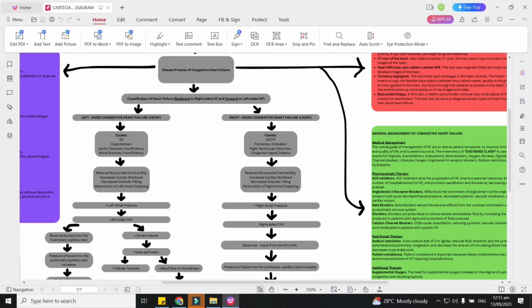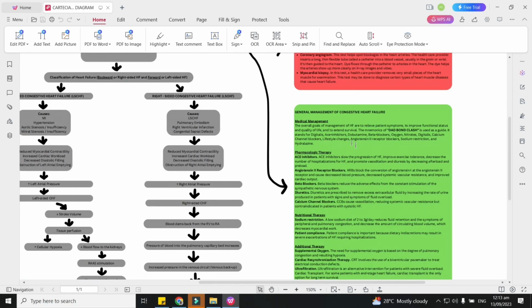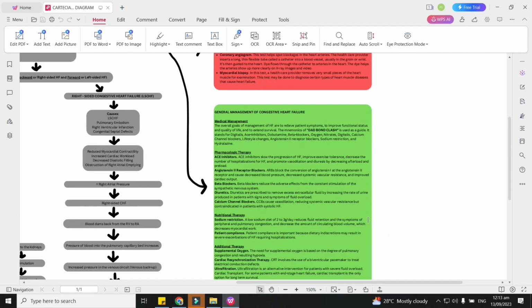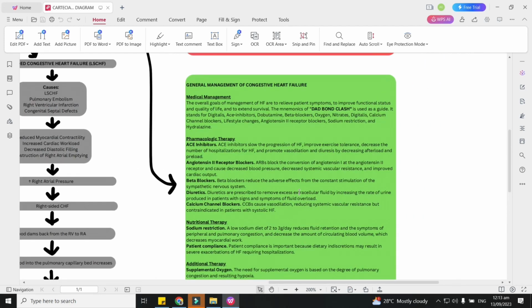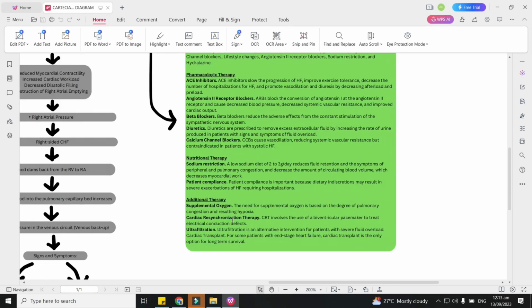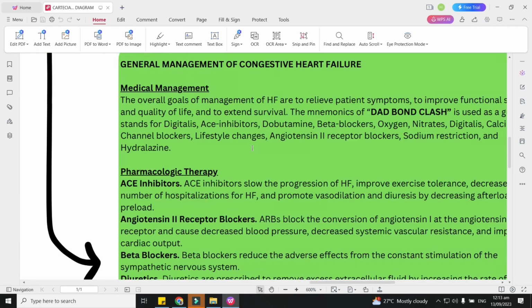So in this disease process, we have general management, to combat those things. I've put here general management because it's not just for the nursing, but it's also better for us to know what the pharmacologic, the nutritional, and the additional therapy are that we can offer, or learn to offer, for the best of our patient.